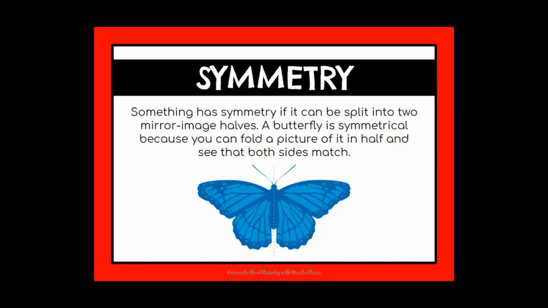Something has symmetry if it can be split into two mirror image halves. A butterfly is symmetrical because you can fold a picture of it in half and see that both sides match.